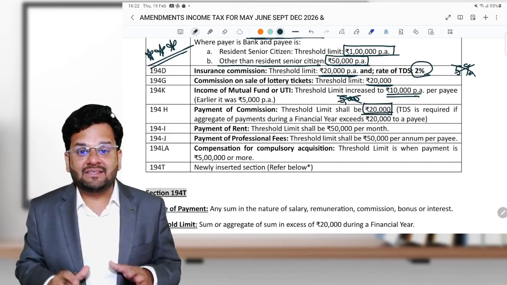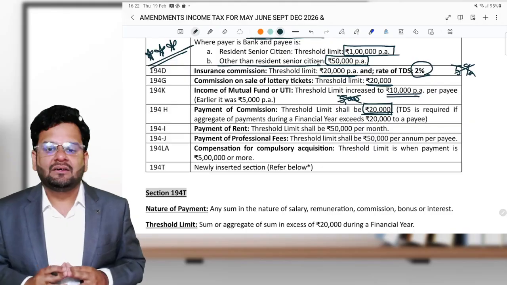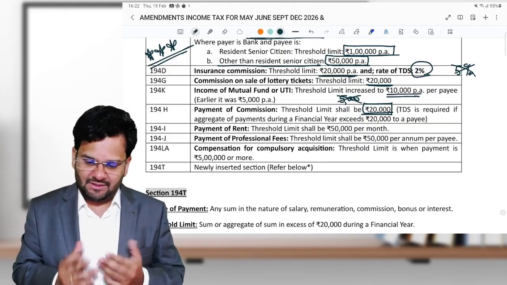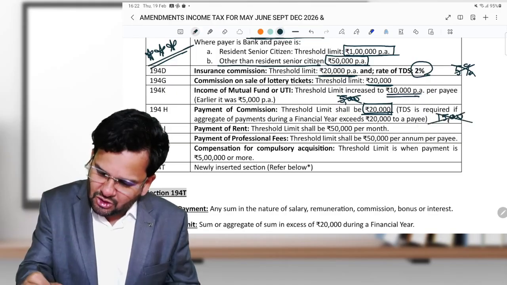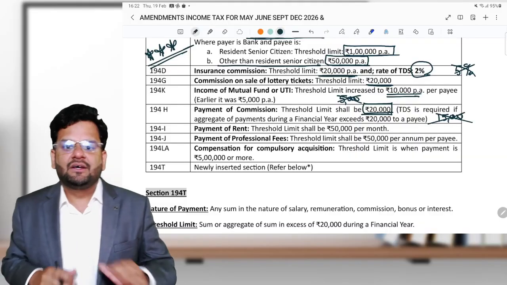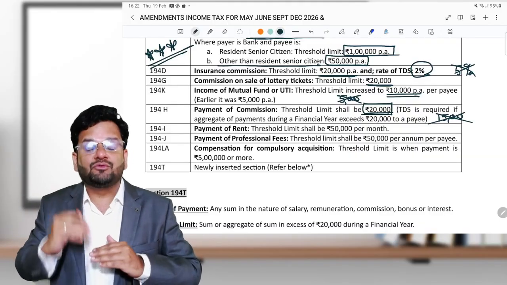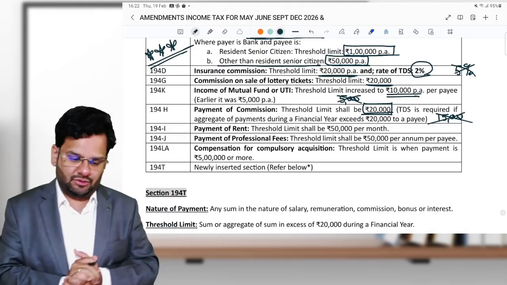Okay, payment of commission, same threshold limit is increased to 20,000 rupees. Okay, so you can see relaxation done in the provisions of TDS. Here also earlier the limit was 15,000. So you can see for all commissions the limit has been increased from 15,000 rupees to 20,000.